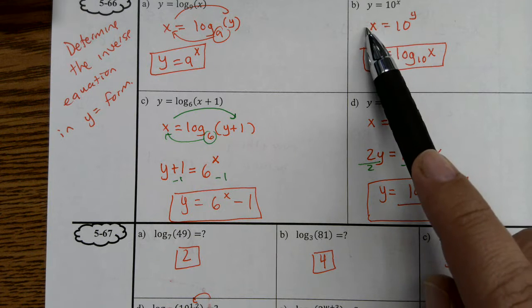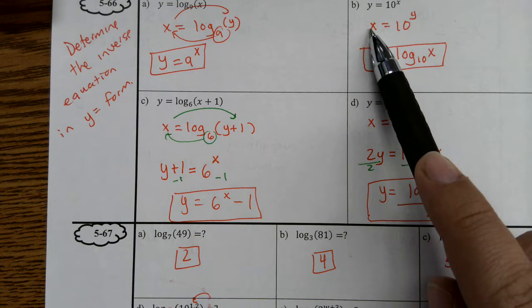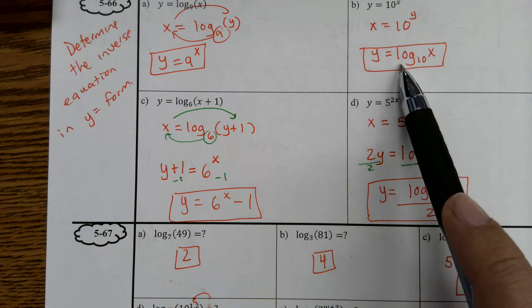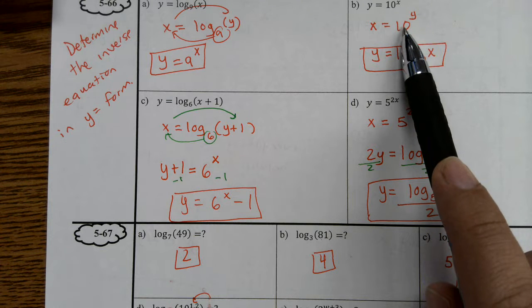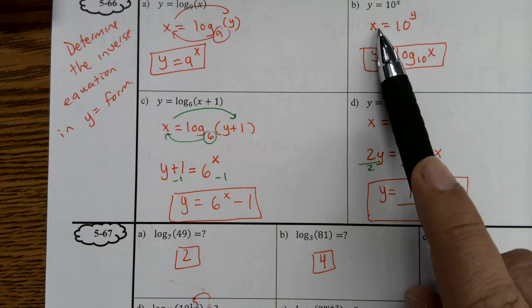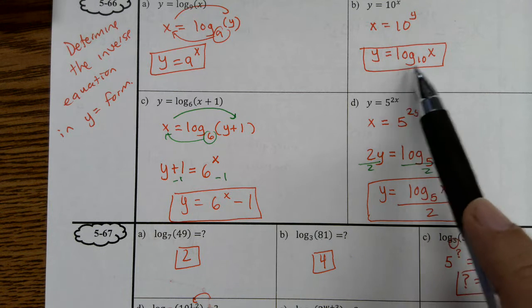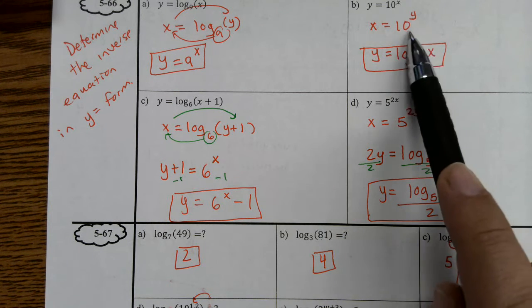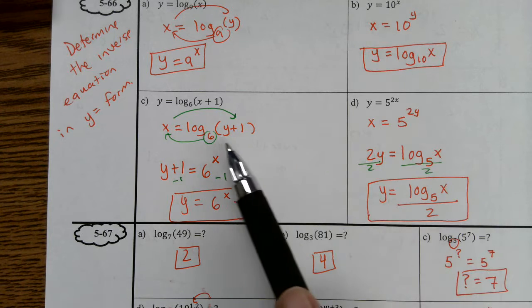Here again, we change the x and the y, and we write in log form, okay? Log base 10 of x equals y. 10 to the power of, so 10 to the power of y equals x. 10 to the power of y equals x.